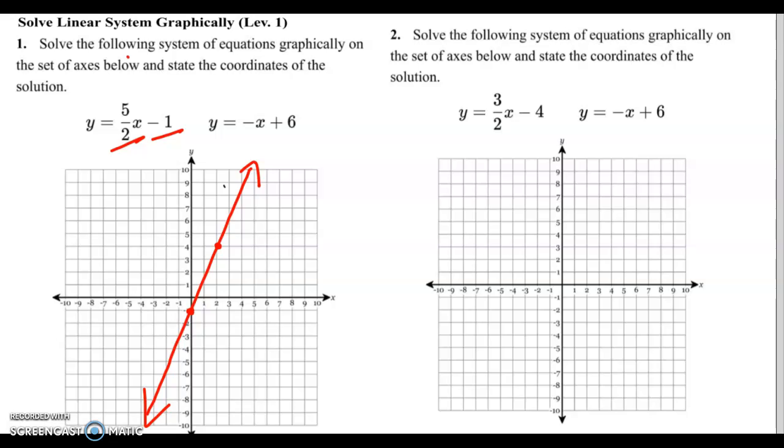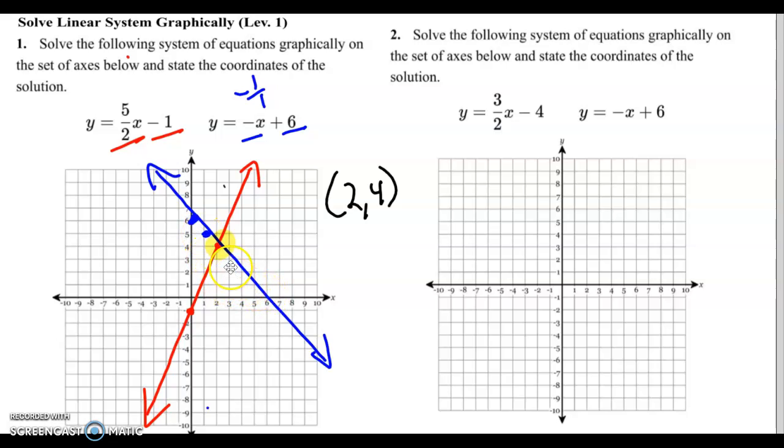Alright, and next I'm going to do the second one in blue. So I've got 6 for the y-intercept. So on the y-axis I put a blue 6 here. And then I'm looking at the slope, which is -1 over 1, because it's a negative x, -1x. So I go down and to the right one. And then I draw that line. And then I look to see where the lines cross. So they cross right here at (2, 4). So that's my solution, (2, 4).